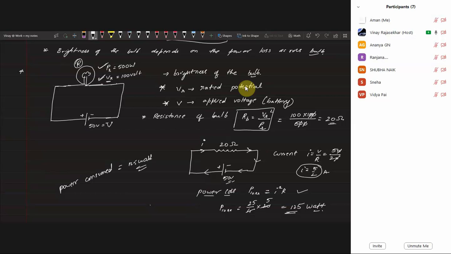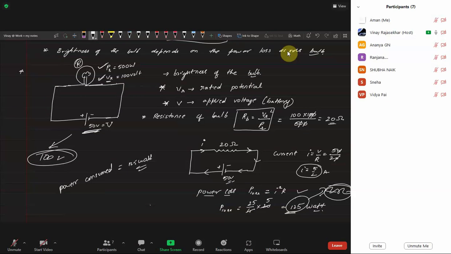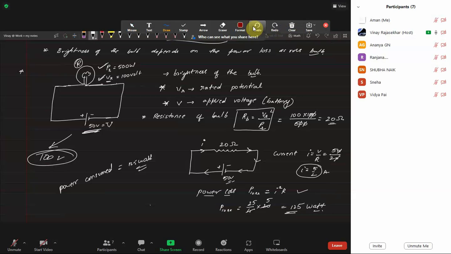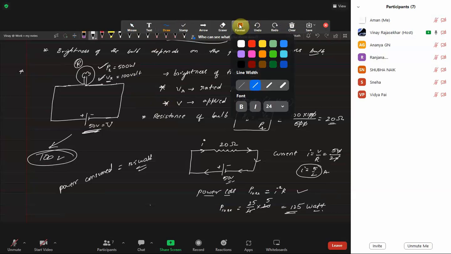Now the concept here is, if you increase the input potential of the battery, which is 50 volts, let us take for example, you give 100 volts, then its brightness will increase much more. You may get some 450 watt or 500 watt like that. So please remember this point. I hope you understood how to solve the problems based on the power loss across the bulb.